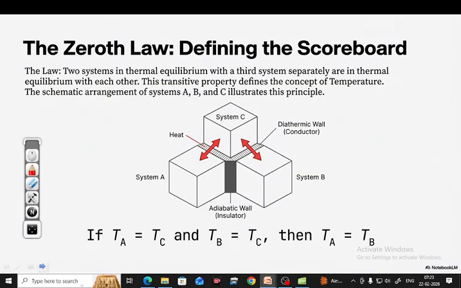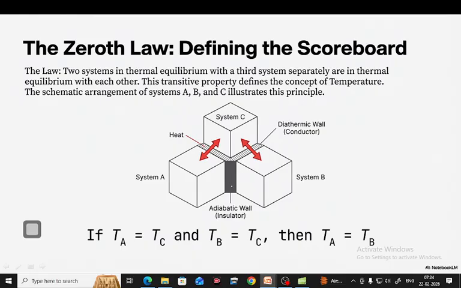The zeroth law, defining the scoreboard. The law: two systems in thermal equilibrium with a third system separately are in thermal equilibrium with each other. This transitive property defines the concept of temperature. The schematic arrangement of systems A, B, and C illustrates this principle.